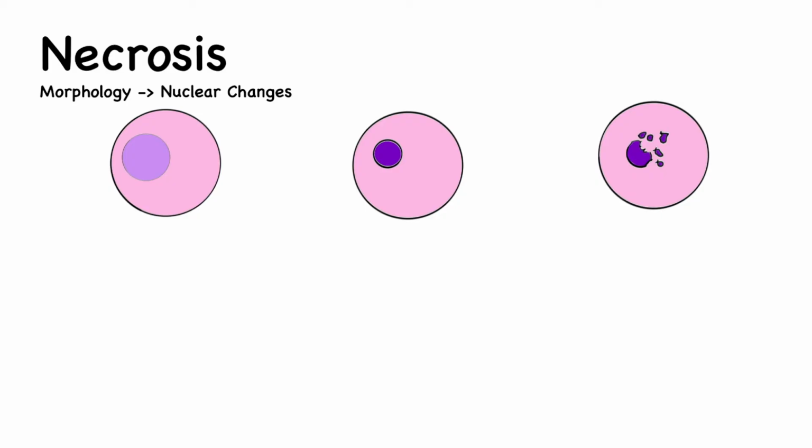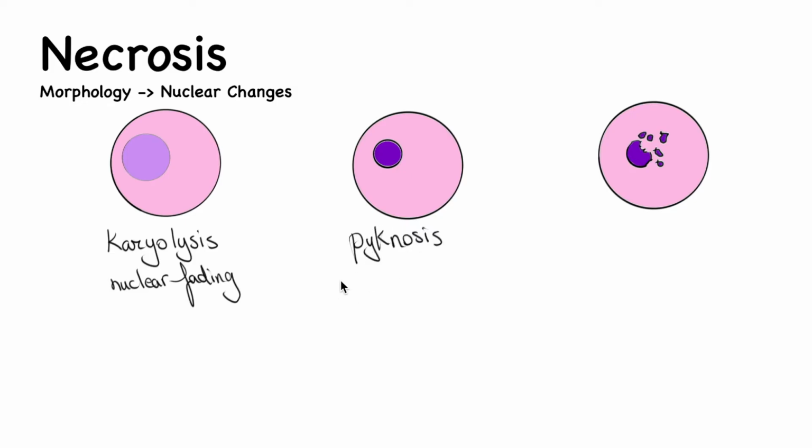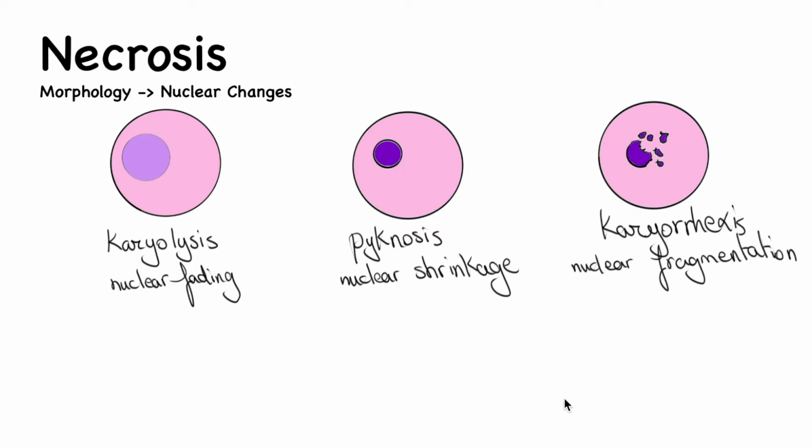Okay, so let's take a look at the nuclear changes that happen during necrosis. The nuclear changes can happen via three different pathways. We have karyolysis or nuclear fading, we have pyknosis or nuclear shrinkage, and we have karyorrhexis or nuclear fragmentation. So karyolysis literally means karyon plus lysis. Karyon means nucleus and lysis means dissolution. It refers to the fact that the basophilia of the chromatin fades away. This happens due to the loss of DNA, which is itself due to the activity of endonucleases.